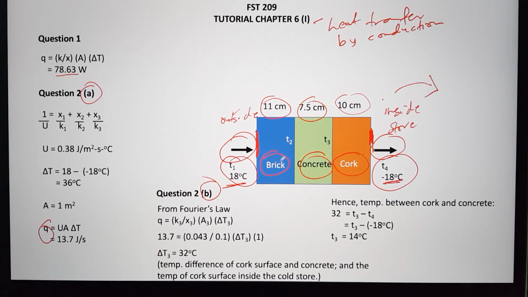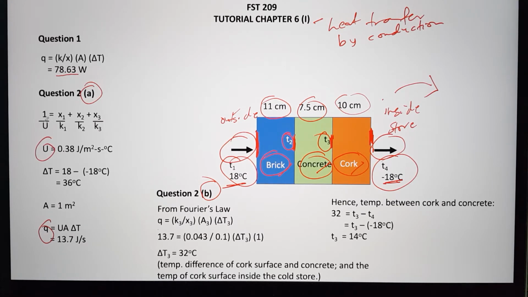In between this wall material, we have brick, concrete, and then cork. On the surface between each of these materials, we have another surface temperature, T2, and in between concrete and cork we have another surface temperature, T3. The first thing you need to do is solve for the value of U, the overall heat transfer coefficient.